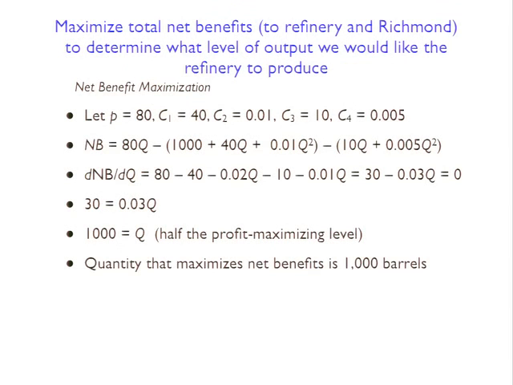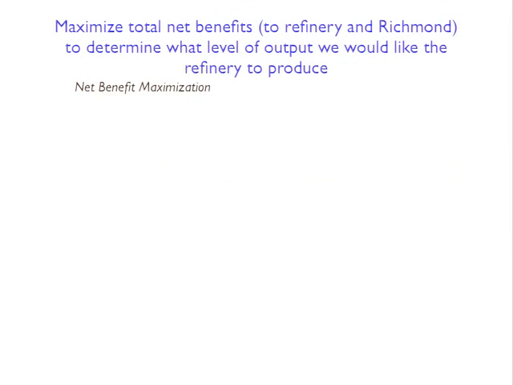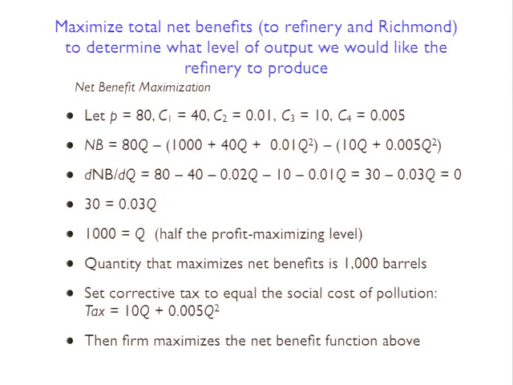And then you need to set the corrective tax to solve the problem. Ultimately, you have to set the corrective tax equal to the social cost of pollution. So you could set the tax equal to the health cost function that we had up here, which was C3Q plus C4Q squared. Once you do that and solve through, you would find that the firm would maximize that net benefit function and actually produce 1,000 barrels of oil instead of 2,000 barrels. So that's how you solve these maximization problems for the efficient level of output or the efficient allocation.